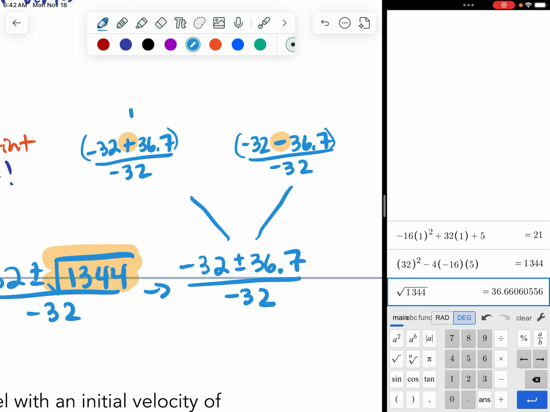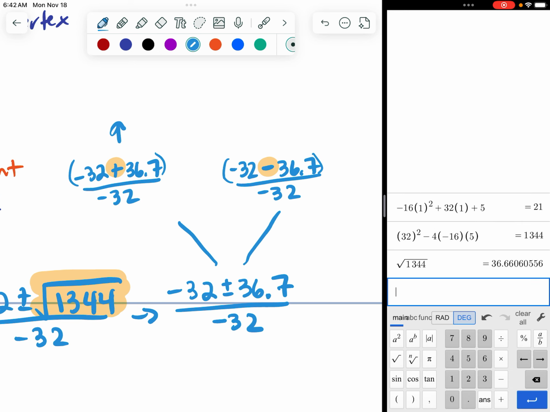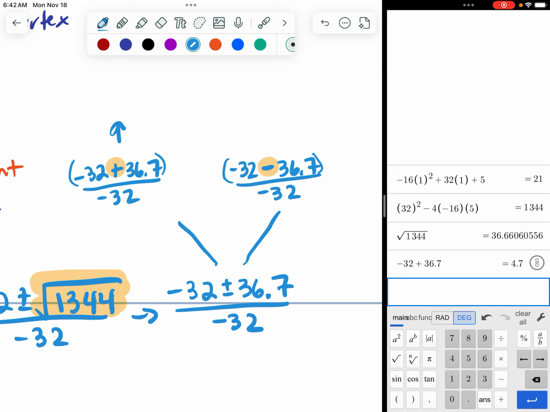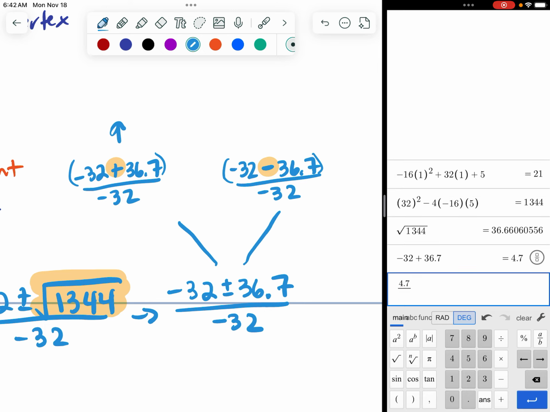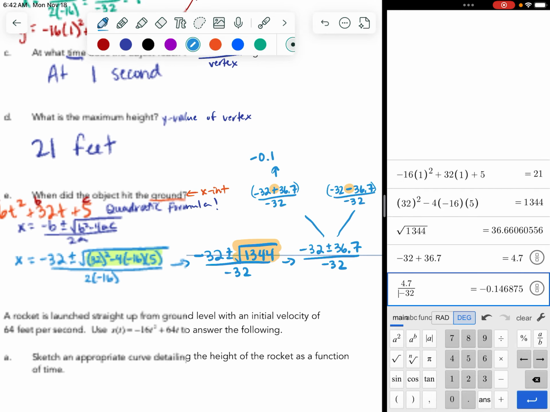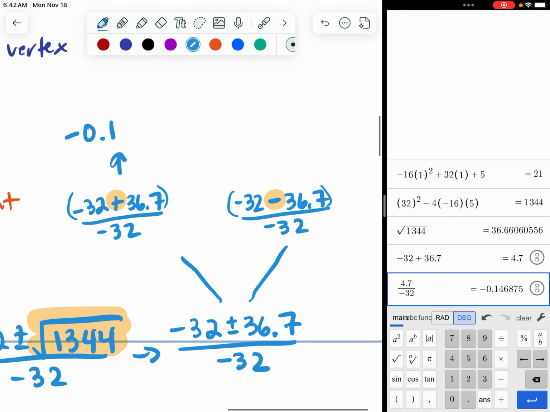Okay, so I'm going to do this first one. Negative 32 plus 36.7, that gives me 4.7. So now I'm going to do 4.7 divided by negative 32. Okay, so that gives me negative 0.1. Now think about that. When did the object hit the ground? Can it hit the ground after negative seconds? No, that doesn't make a whole lot of sense. So that answer is not good.